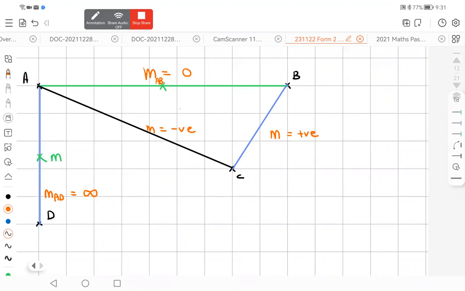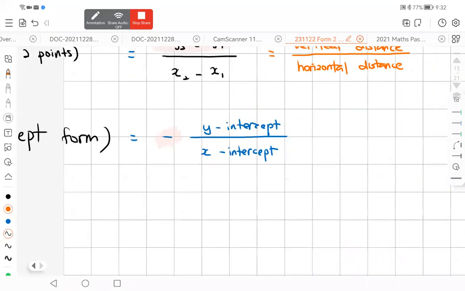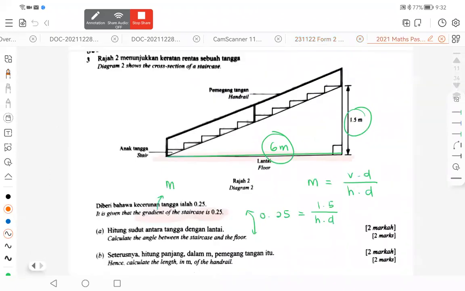So that's the summary. A horizontal line, gradient equals 0. A vertical line is undefined because it's too steep. It cannot be like Spider-Man walking up, cannot. Okay, so you have positive and negative values. So the formulas to find gradient, there are only 3. This kind of question comes out this year and last year, and it was tested in March 2021.